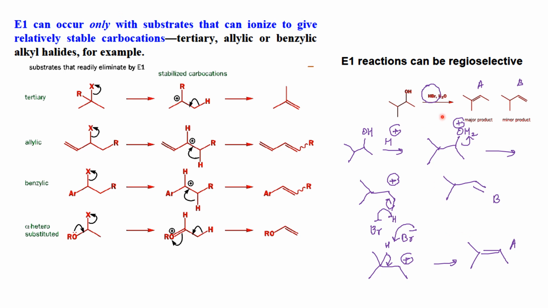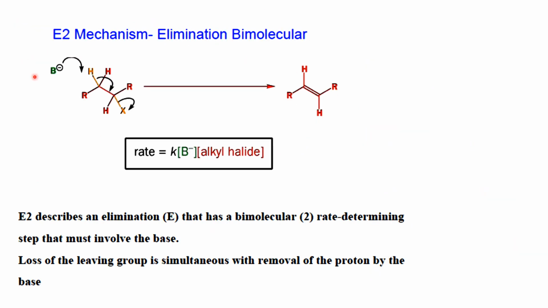So in this particular case, there can be the formation of the more substituted as well as the less substituted olefin, in which the more substituted olefin will be the major product. So this is the point regarding the structural importance of the substrate and the regioselectivity of the reaction. Now coming to the E2 mechanism, which is elimination bimolecular.